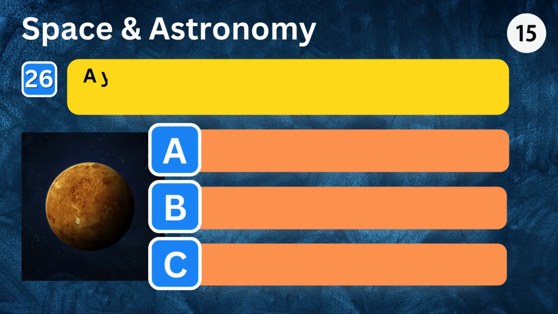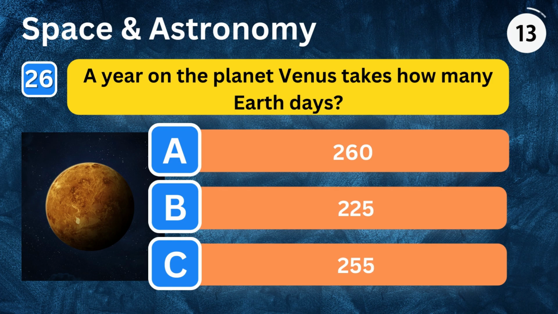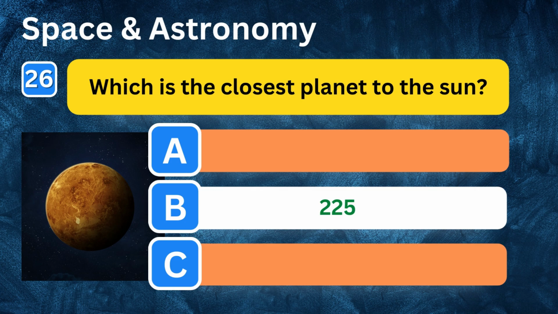Question 26. A year on the planet Venus takes how many Earth days? Is it 260, 225, or 255? And the answer is 225.